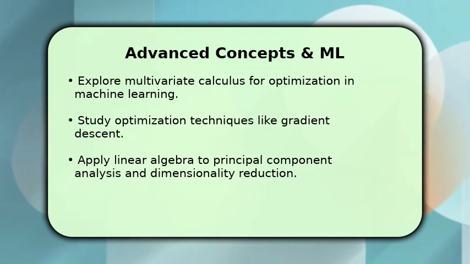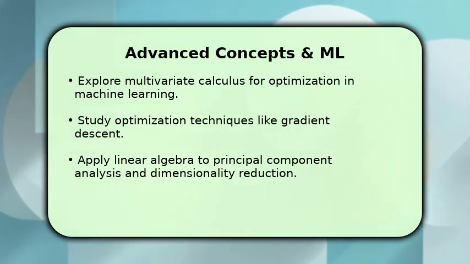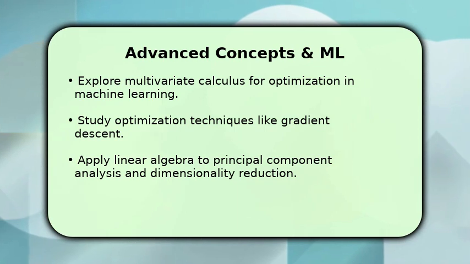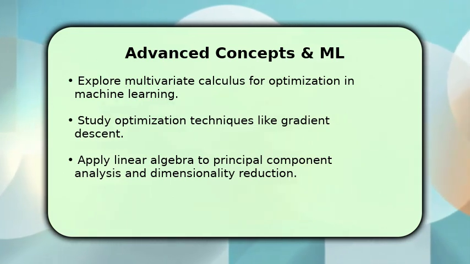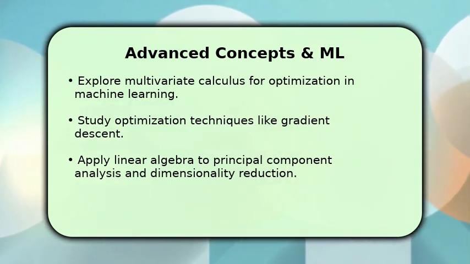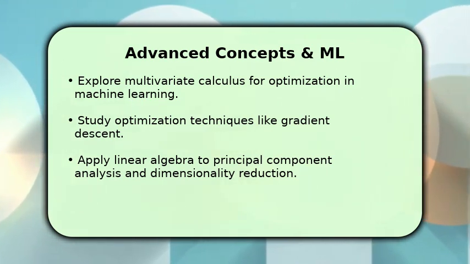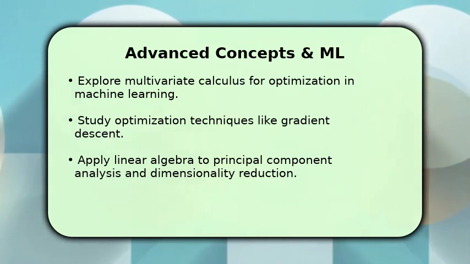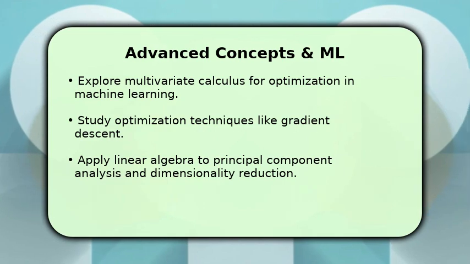Now, let's advance to more specialized areas. Multivariate calculus is essential for understanding optimization algorithms in machine learning, particularly gradient descent, which helps models learn. Deepen your linear algebra knowledge to include eigenvalues and eigenvectors, vital for techniques like principal component analysis, or PCA, used for dimensionality reduction. These concepts are directly applied in building and refining sophisticated data models.